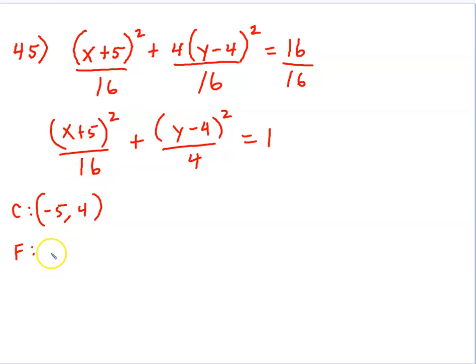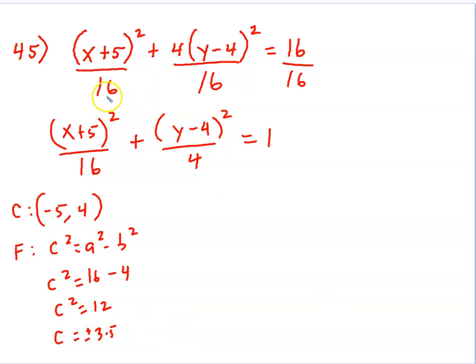Okay, first let's find out what the C number is. So we do c squared is a squared minus b squared. So a squared is 16, b squared is 4, c squared is 12. So we do the square root of 12, rounded, and that's about 3.5.